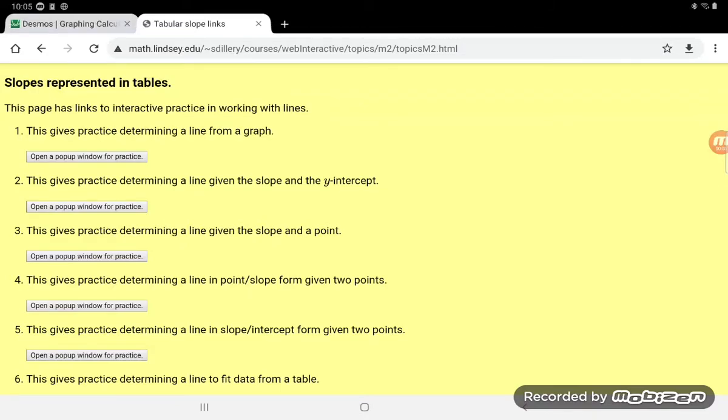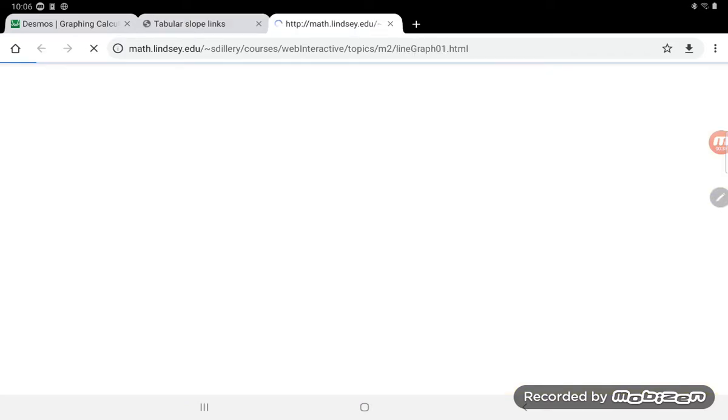Alrighty, so we want to look at these interactive practice items. I'll try all of them. I see the title up there was I needed to fix that. Slopes represented in tables. Well, really it's just slopes. It's really all about lines. So this page links with interactive practice and working with lines. I'll maybe someday get that fixed. But okay, let's try the first one.